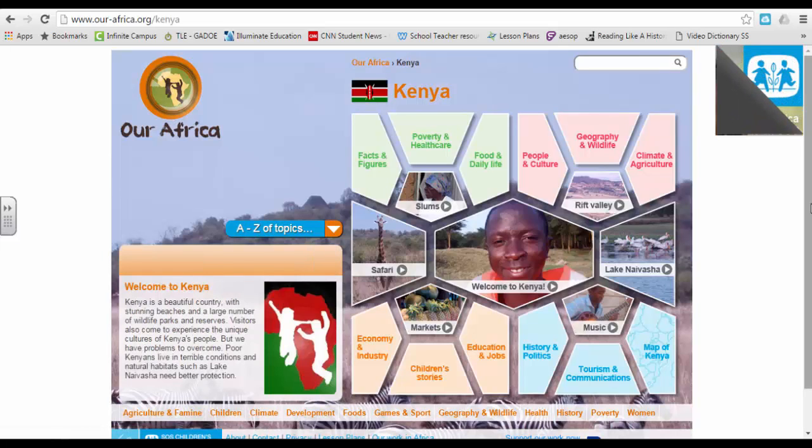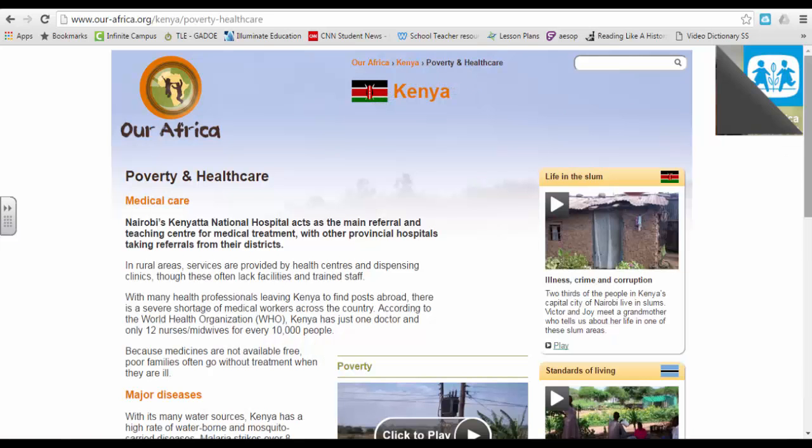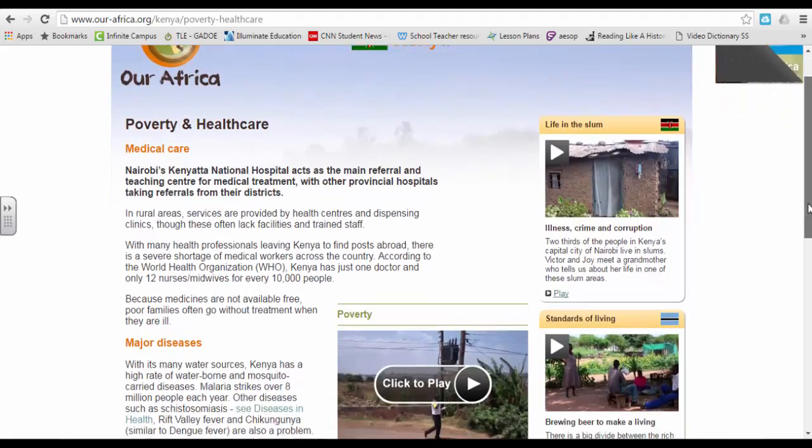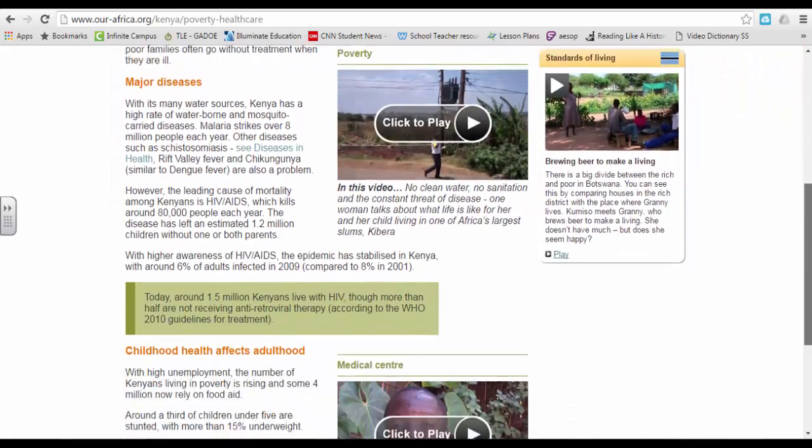If you click on Kenya, it will take you to a page with lots of options to learn more about the country. In the center is a video made by a child in the country. Surrounding this, each box takes you to a page with more information about different topics. Here you can find information and facts about poverty, healthcare, food and daily life, and so on. Let's look at poverty and healthcare. Here you can find information to read, as well as videos to support the topic.